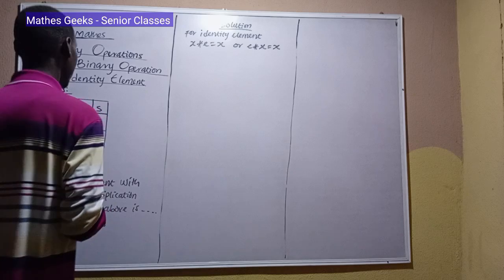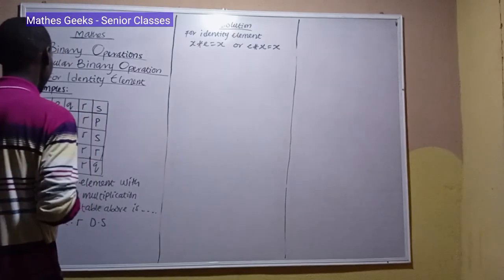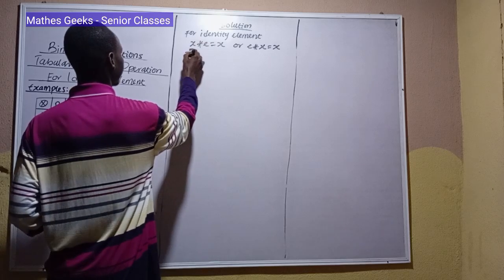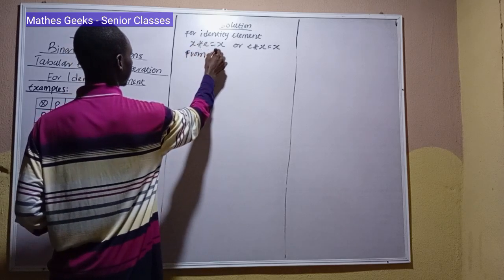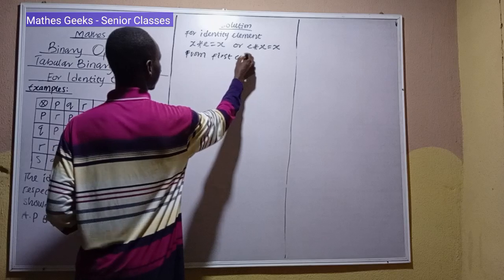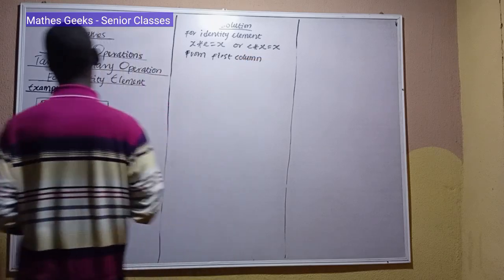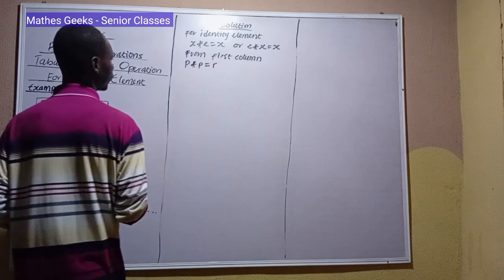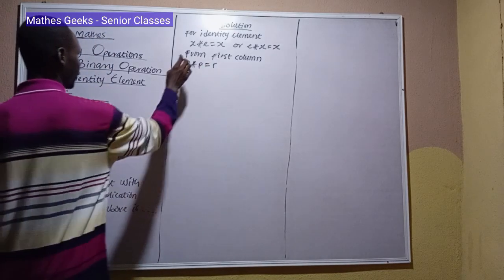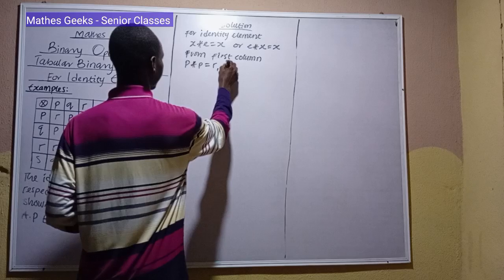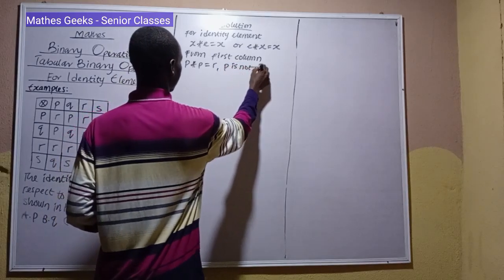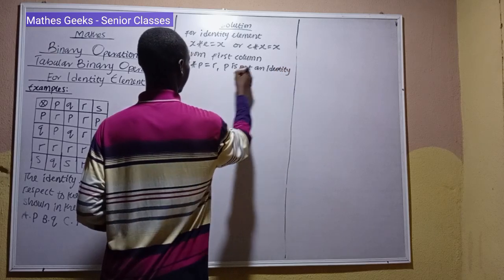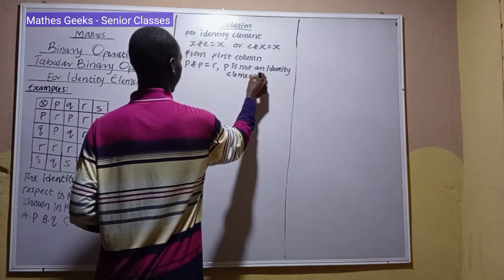So that's the rule. Now let's start with columns. From the first column, P operation P is equal to R. It didn't give us P back, so that means P is not an identity element.